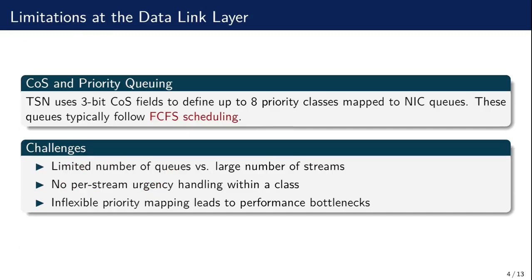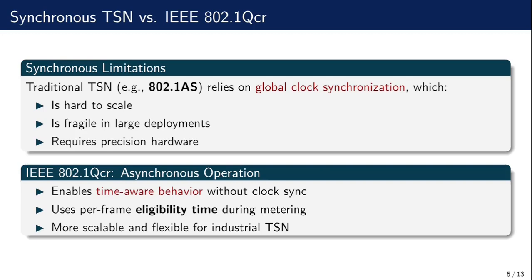However, TSN still faces limitations because current deployments typically map the CoS, or class of service, fields to a small number of queues, which does not scale well to a large number of streams. Also, all frames in a class are often treated equally, which prevents fine-grained prioritization. And traditional TSN standards depend heavily on global clock synchronization to enable deterministic scheduling. While this works well in small-scale networks, it becomes problematic in larger or more dynamic environments because clock synchronization is hard to maintain and sensitive to topology changes and often requires precise hardware support.